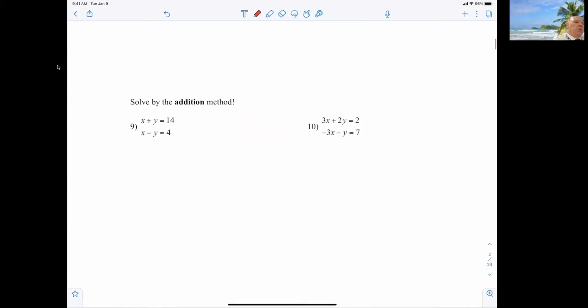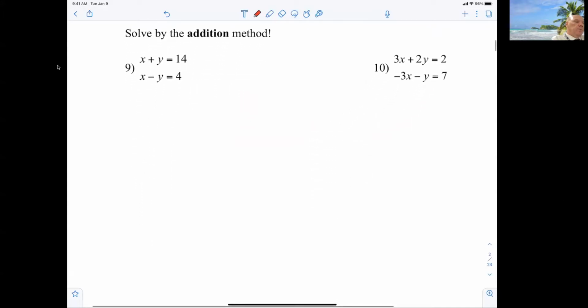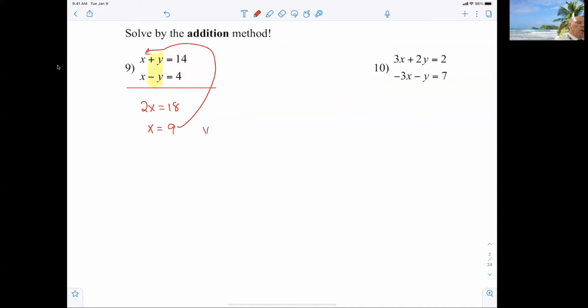Now let's review the addition method. Why is it called the addition method? You can just add them. Exactly. Now, why can you add them? What's going to happen here to the y's? They cancel out. So you end up with 2x equals 18, so x equals 9. And then you just plug 9 back in here for x, which is mental math. So y equals 5. So you always write it as an ordered pair, 9, 5. Anybody have any issues with that?